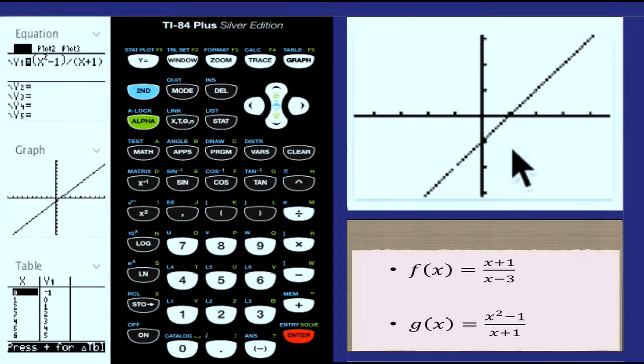This is only true when you have a rational function that does cancel either a numerator or a denominator. That concludes our lesson on graphing rational functions.